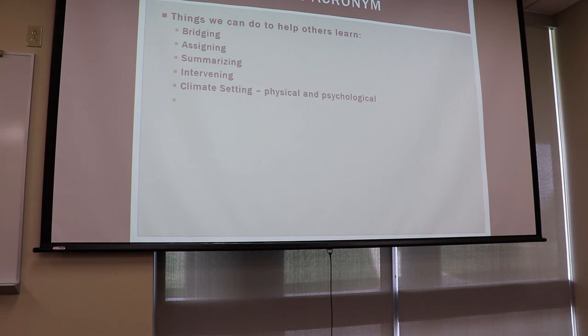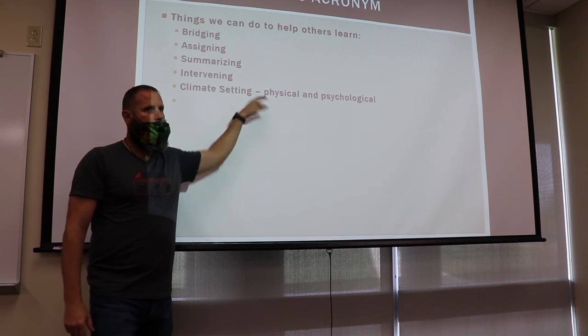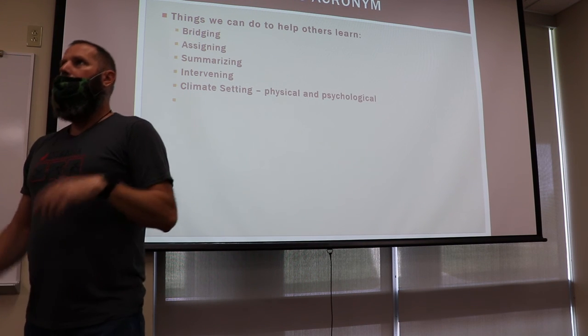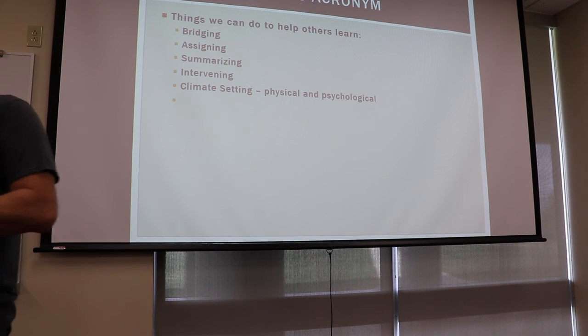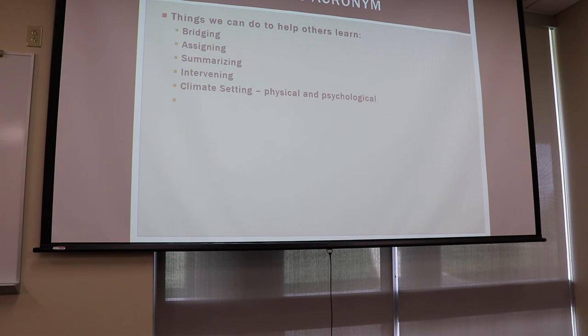And then climate setting. There are 2 types of climate. There's the physical climate, as in how bright are the lights, how warm, how cold. And then there's the physiological side. Do people feel safe? Do they feel that they can share their opinions, that they can share their ideas? So these are things that we can do to make somebody feel like it's a supportive climate.